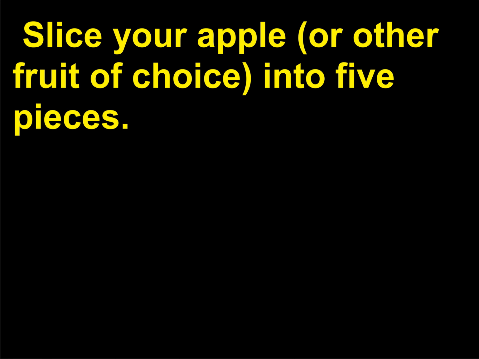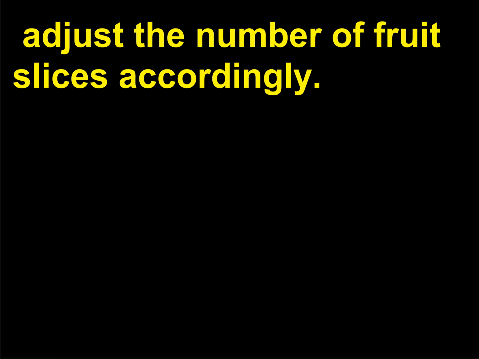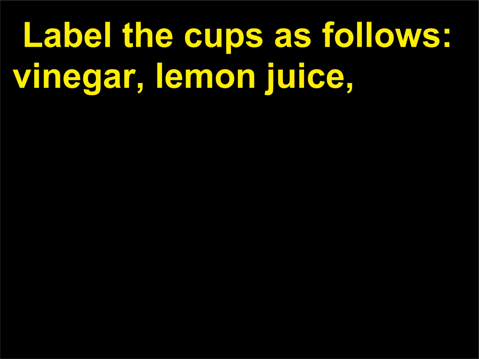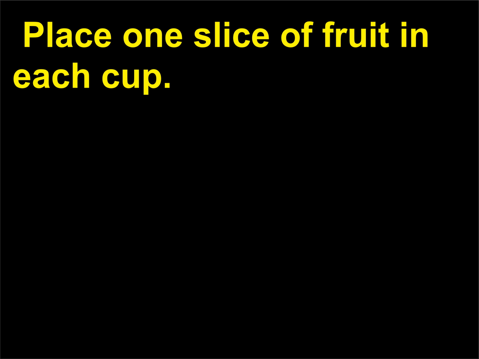Slice your apple, or other fruit of choice, into 5 pieces. If you have decided to test multiple concentrations of baking soda or milk of magnesia solutions, adjust the number of fruit slices accordingly. Label the cups as follows: vinegar, lemon juice, baking soda solution, milk of magnesia solution, and pure water. Place 1 slice of fruit in each cup.